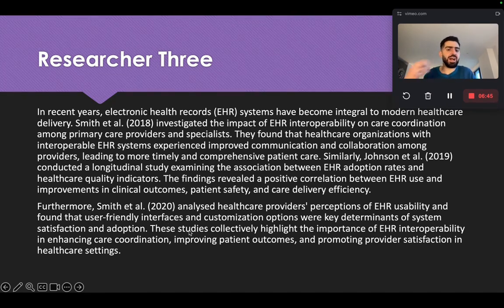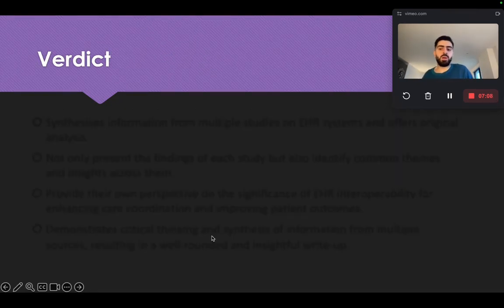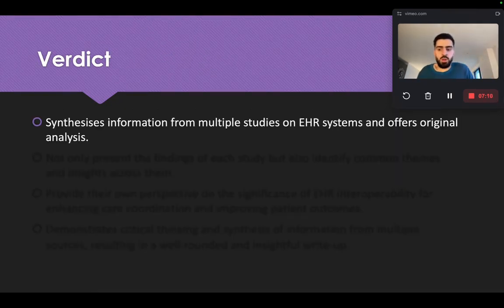These studies collectively highlight the importance of EHR interoperability in enhancing care coordination, improving patient outcomes, and promoting provider satisfaction in healthcare settings. So see what they did here. They put different sources and they synthesize them. They put their own lens, their own insights. They show what the link is between study 1, 2, and 3. And that's really what it did well.